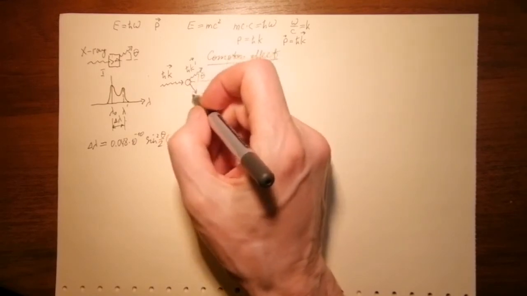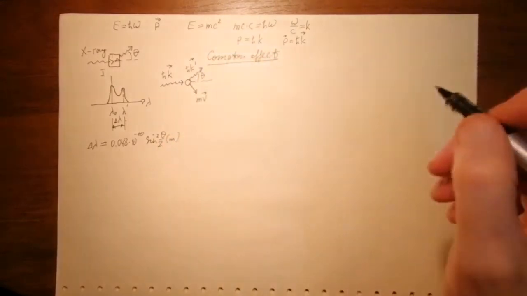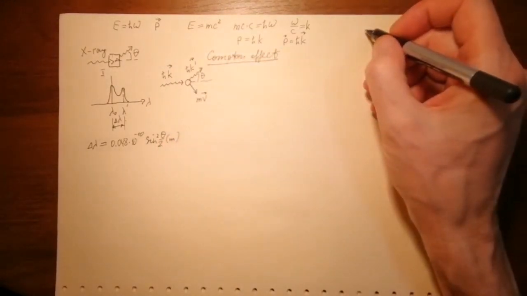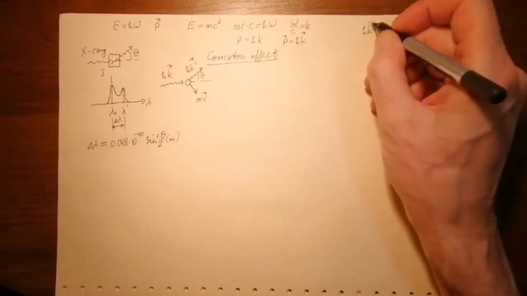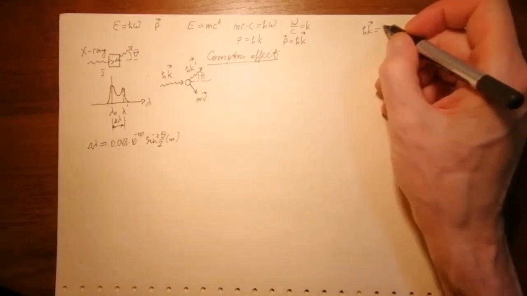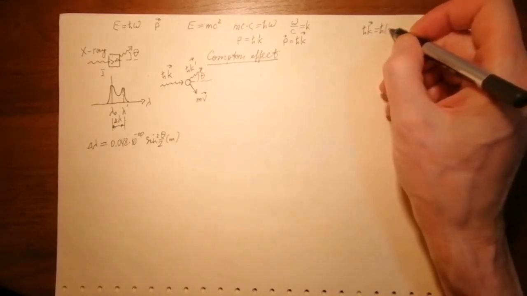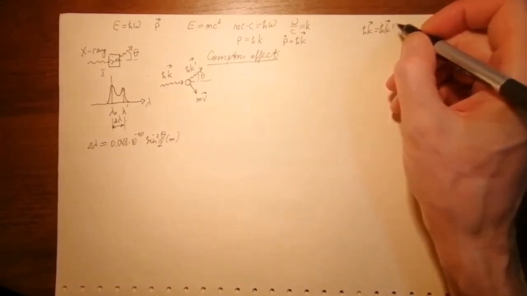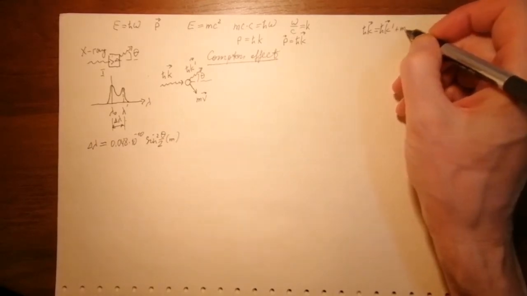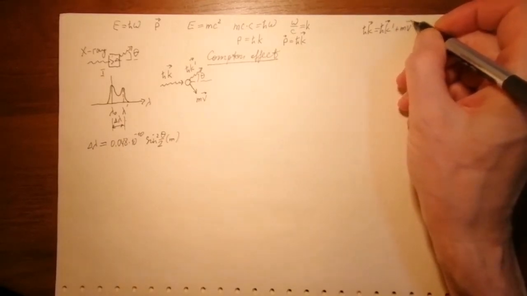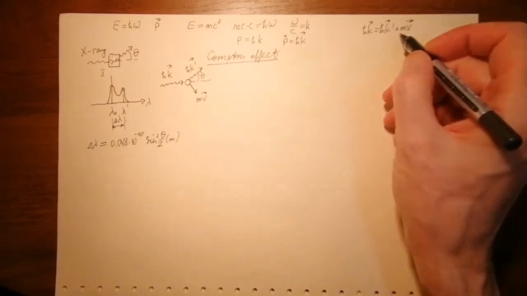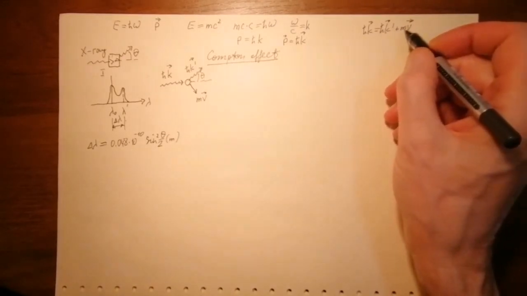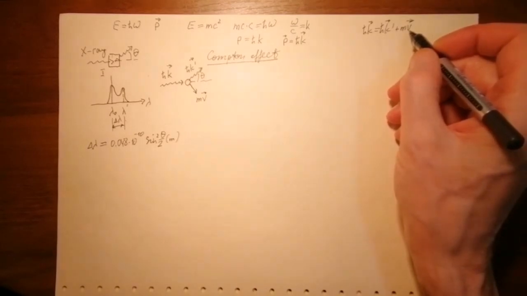For this diagram we can write down the following equation. hk, this is a vector equation, is hk prime plus mv. This is the momentum before scattering, and this is the momentum after scattering. m is the mass of the electron, v is the velocity of the electron.